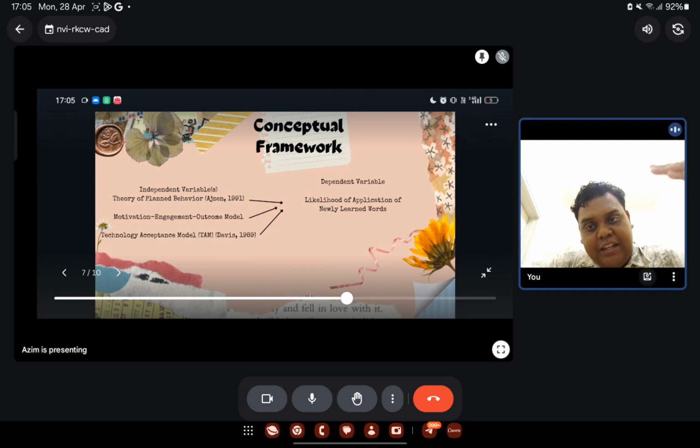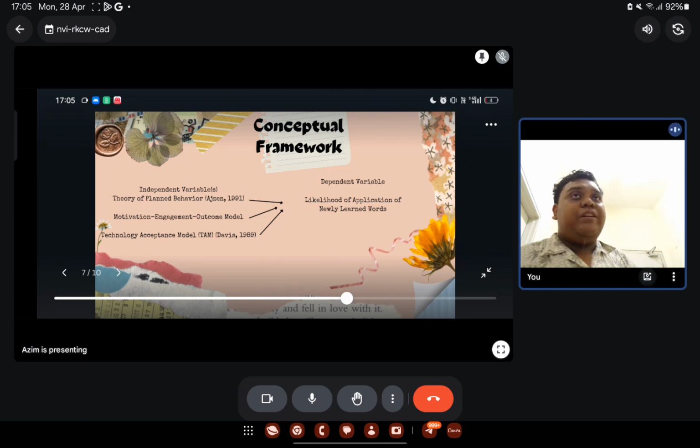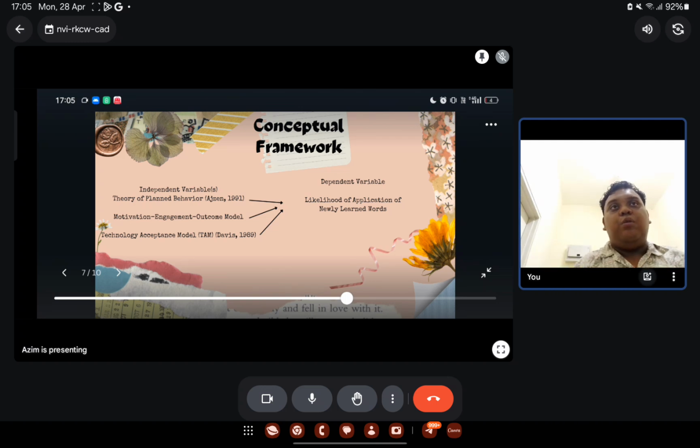So, my independent variables are highly influenced by these conceptual frameworks. These theories, first and foremost, are the theory of planned behavior by Ajzen, 1993-1995, that explains that certain motivation and willingness to do something would affect the behavior of someone. Basically, it means that if you are willing to do something and you have the motivation to do something, you are most likely to do it.